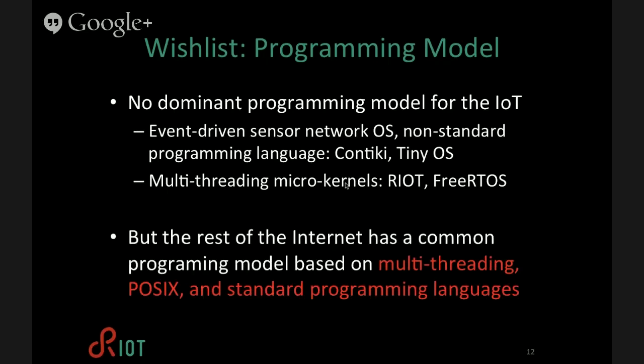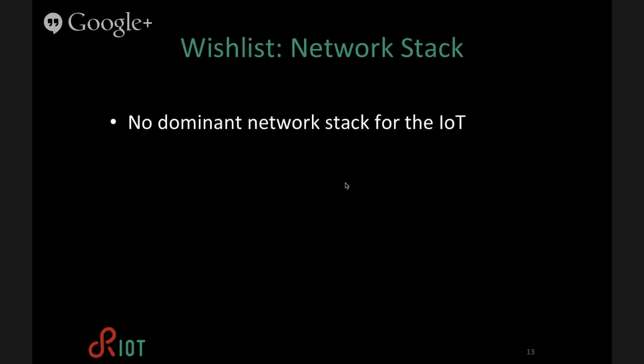And what we can use as a reference, maybe, is if we want to connect to the rest of the internet, we can look at what they do there. The rest of the internet has basically a common programming model that is based on multi-threading, the POSIX API and standard programming languages. So maybe it's a good idea to try to stick to that if it's possible.